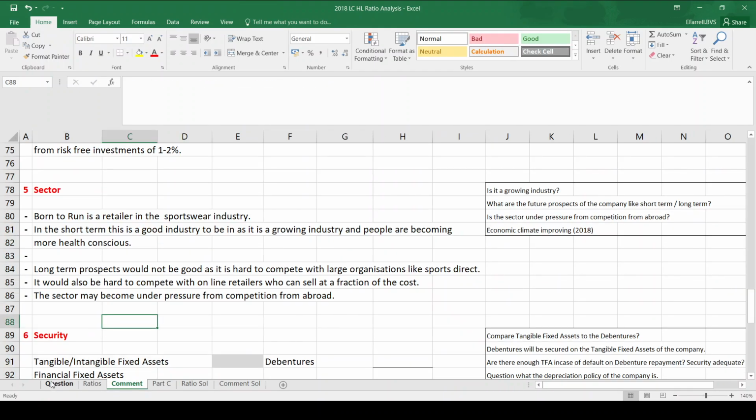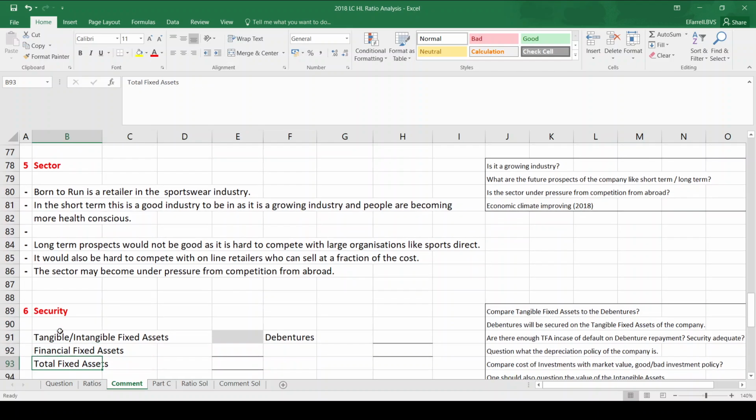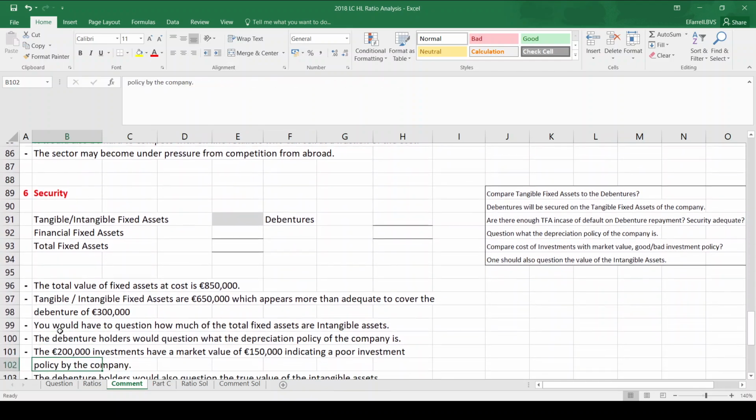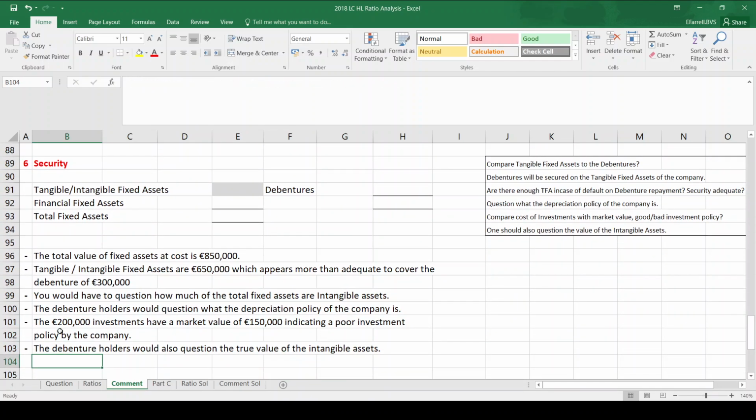The last heading. As I said, when I'm doing part B, my first five headings will always be the same. I'd always use the first five headings. If I'm talking from the point of view of banks or the debenture holders, my sixth heading will be security. If I'm talking from the point of view of shareholders, my last heading will always be share price.